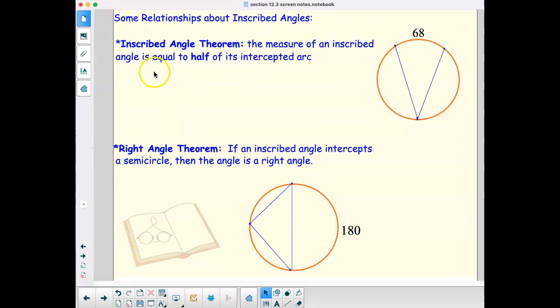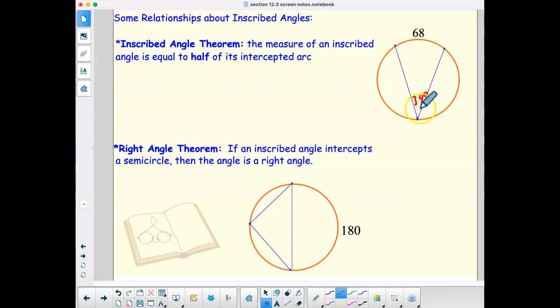It comes out as the inscribed angle theorem. It says that the measure of the angle is going to be exactly half of whatever its arc is. So if you find the intercepted arc value in degrees and divide that by 2, that gives you your inscribed angle. For this example, if we took 68 and divided it by 2 and got 34, that would mean that our angle here is 34 degrees.